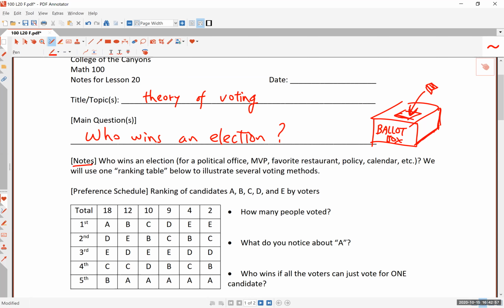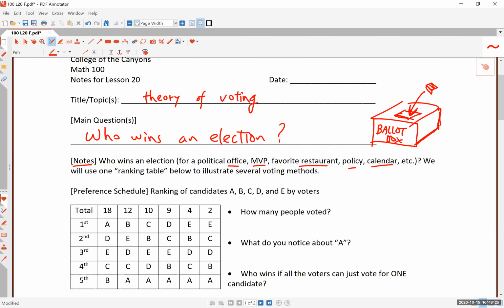Okay, so here is the first thing to know. Who wins an election? And again, this could be a political office, or maybe it's in the context of sport. Maybe they're choosing the MVP, the most valuable player in the sport. Maybe people are voting for a favorite restaurant. Maybe they're voting for the best restaurant in the town or something, right? Or how about a policy? How about deciding on the academic calendar in a community college, right? So there are all kinds of things that people decide by voting.